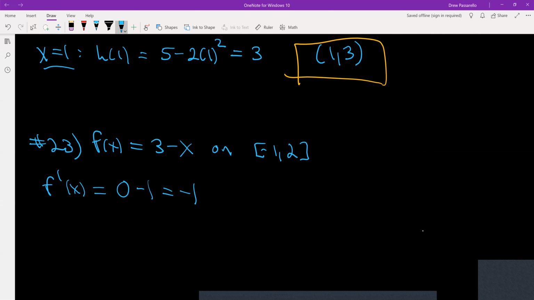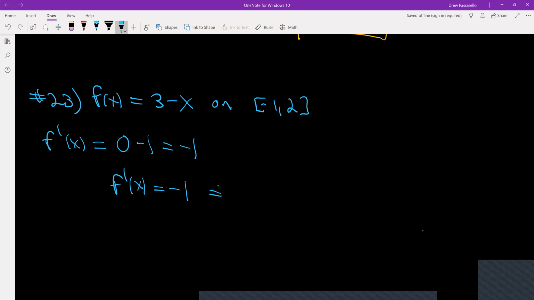Now the derivative is a constant. And since it's a constant, it's never going to be equal to 0, which means there's no critical numbers. Right? It's always -1 no matter what x value. So there's no critical numbers for this. So I only need to check the endpoints.